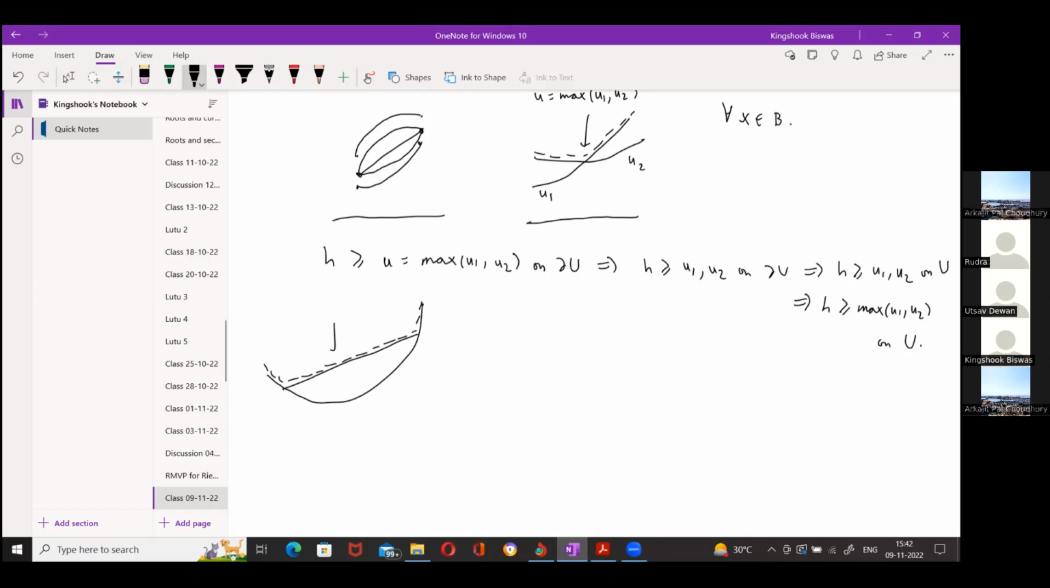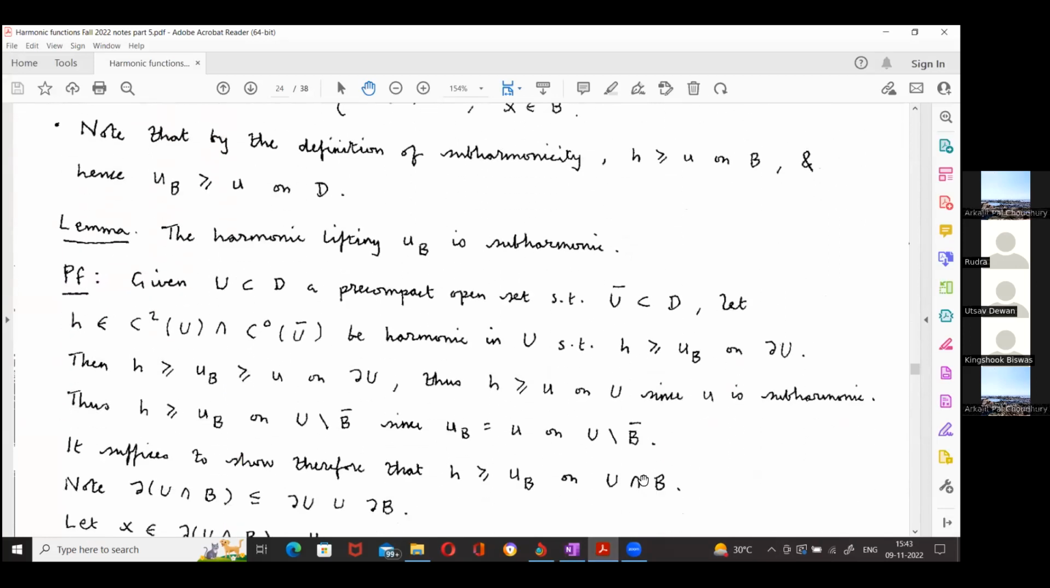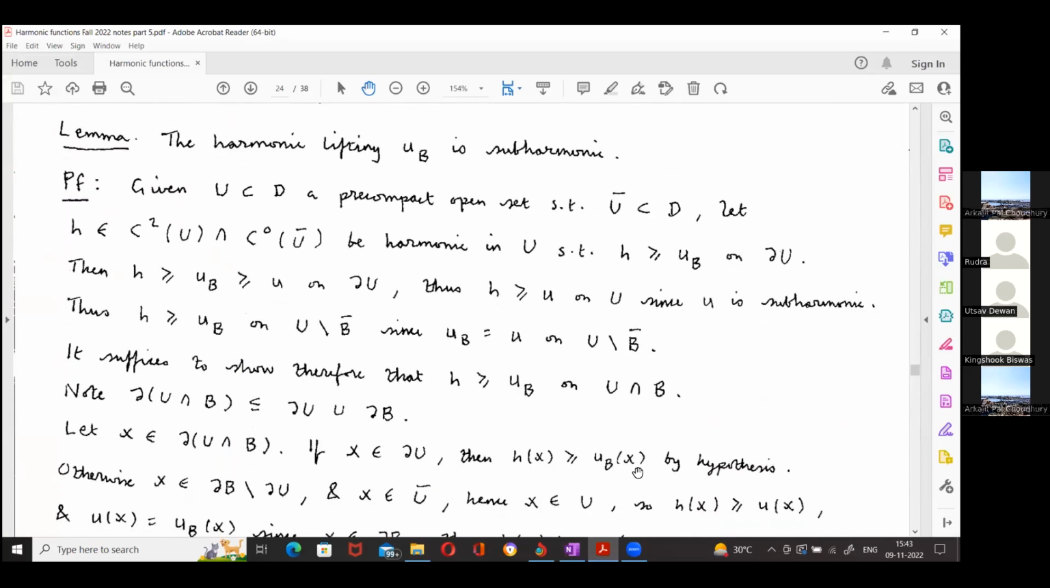But still, it is subharmonic, and that is what we're going to prove now. We need a proof of that, so let's prove it. That's the following lemma: the harmonic lifting is subharmonic. Continuity is clear. We just have to prove the definition of subharmonicity.